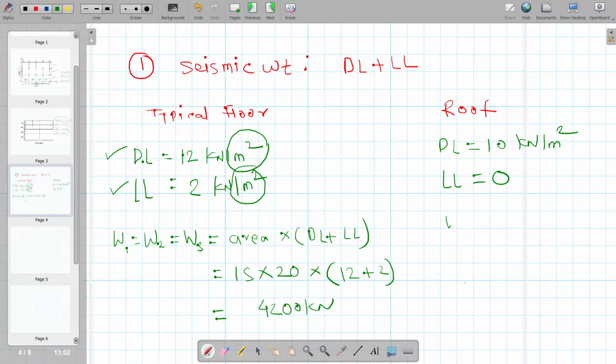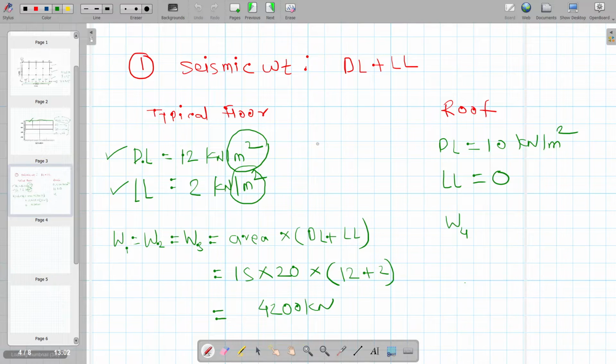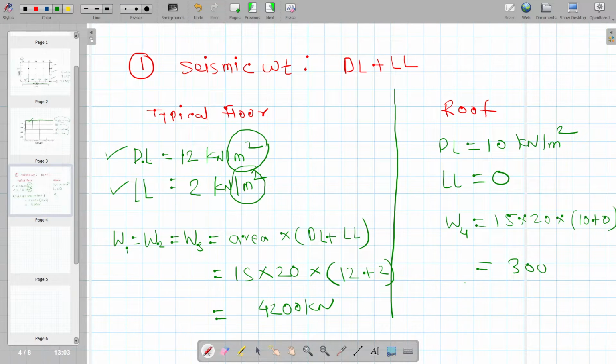And now W4, that is our roof. This is W4 roof. This level is roof level. Okay. So for the roof level, dead load is 10 and live load is 0. So W4 is equal to area, again same, 15 into 20 into 10 plus 0. So this value is coming out to be 3000 kilonewton.